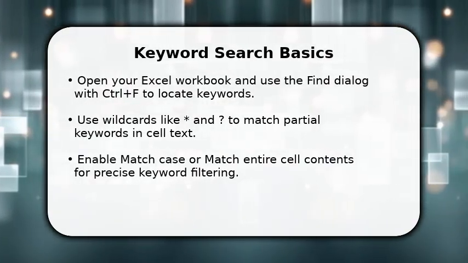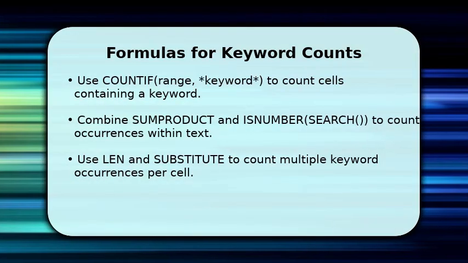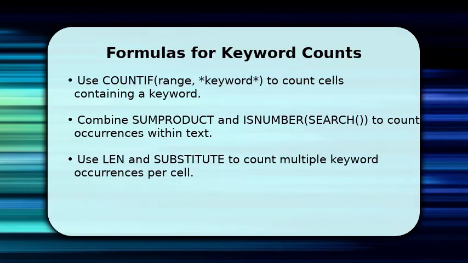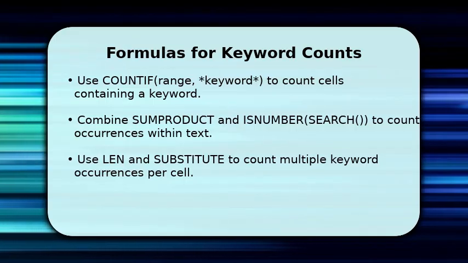Use COUNTIF, range, asterisk, keyword, asterisk to count cells that contain a specific keyword anywhere. For case-insensitive partial matches, use SEARCH inside ISNUMBER and wrap with SUMPRODUCT for array-safe counting. To count multiple occurrences per cell, use LEN of the cell minus LEN of SUBSTITUTE of the cell with the keyword, divided by LEN of the keyword.